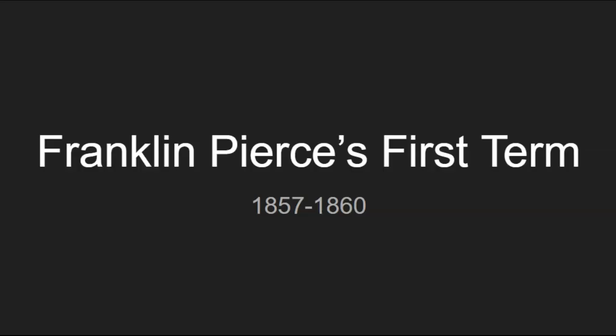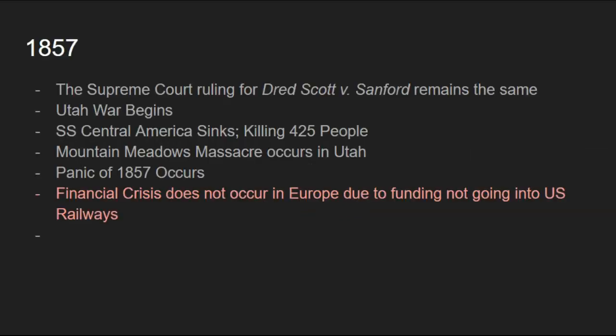Now let's start taking a look at Franklin Pierce's 1st term in office. In 1857, the Supreme Court ruling for Dred Scott versus Sanford remains the same. It would have multiple Democrat backings. Of course, Vice President Buchanan and President Pierce would stay away from that, hoping not to take away that Rust Belt and New Hampshire vote, and New Jersey as well, because, you know, Northerners would not be happy with that.